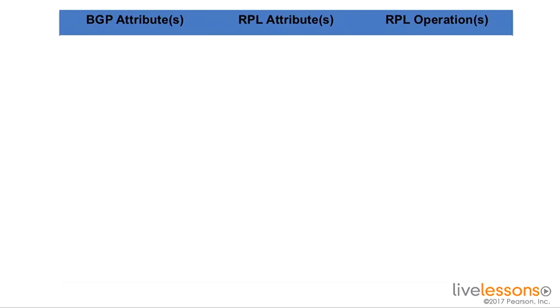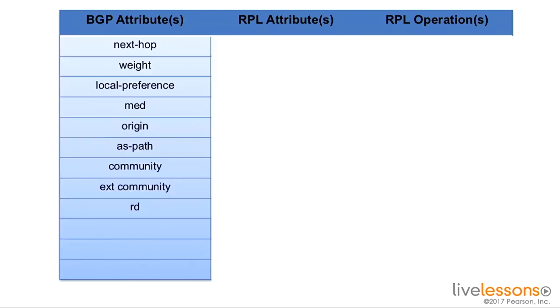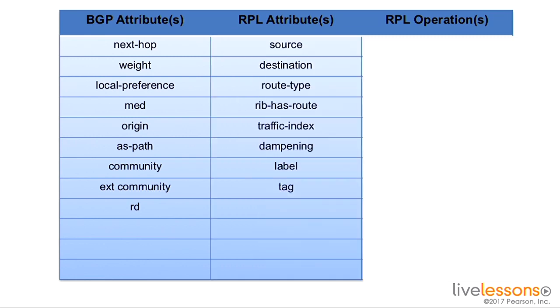There are various actions and operations that you can perform with RPL. You can define various BGP attributes such as next hop, weight, local preference, MED, origin, AS path, community, extended community, and route distinguisher value. From the RPL attributes perspective, you can specify the source, destination, route type. RIB has route. It's kind of a verification if the routing table has the route present in it or not. Traffic index, dampening, label, and tag.